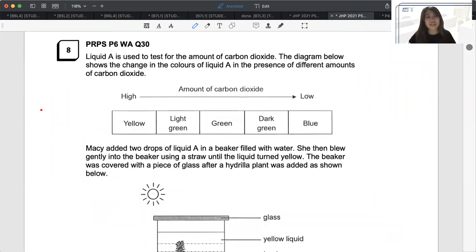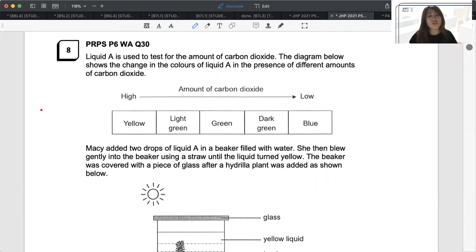Now, question 8. This is a weighted assessment paper from this particular school. I call this more or less testing on your life processes, things like photosynthesis and respiration. So it's another common question they love to test. If you look at this, liquid A is used to test for the amount of carbon dioxide.